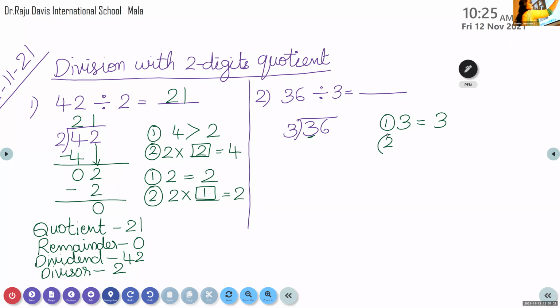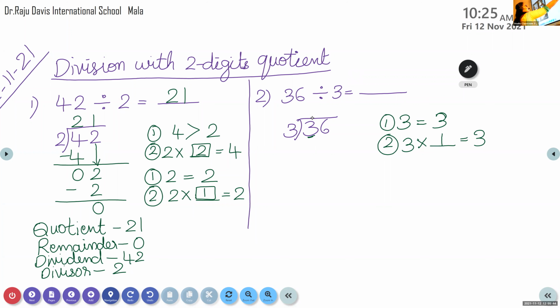We have to move to the second step. What is the second step, Devatmak? 3 into dash is equal to 3. The first 3 is the divisor and the last 3 is the dividend. So 3 into what is 3? 1. 3 into 1 is 3. So that 1 will go up over the 3.